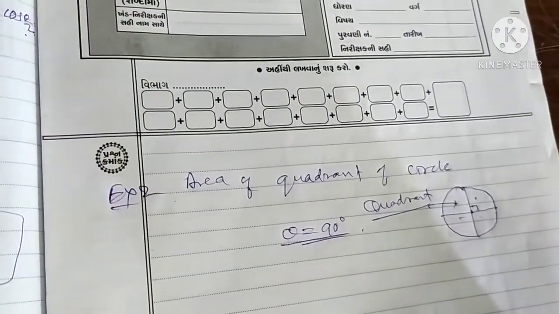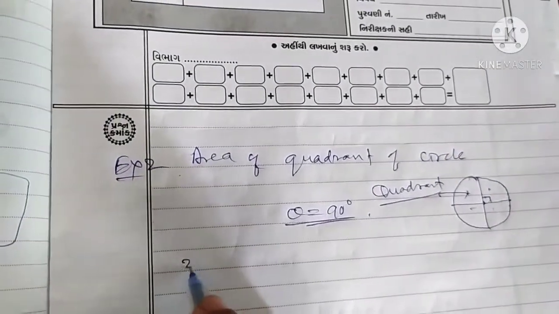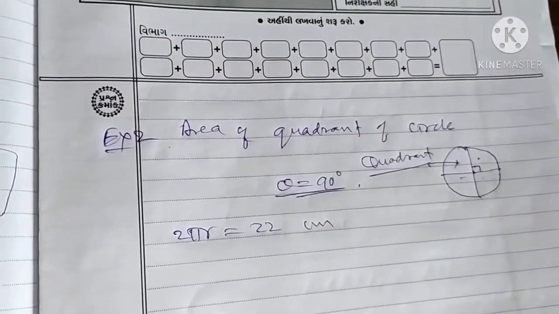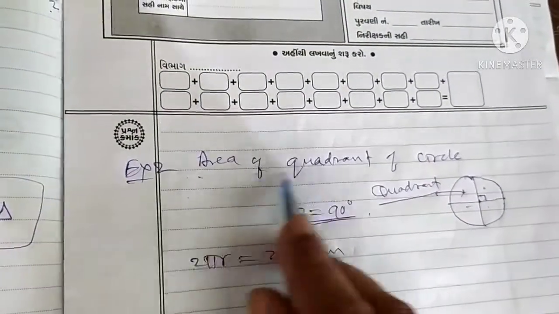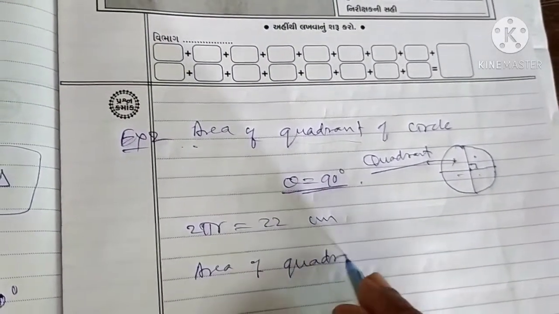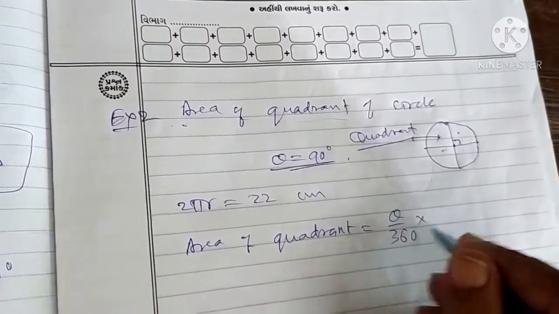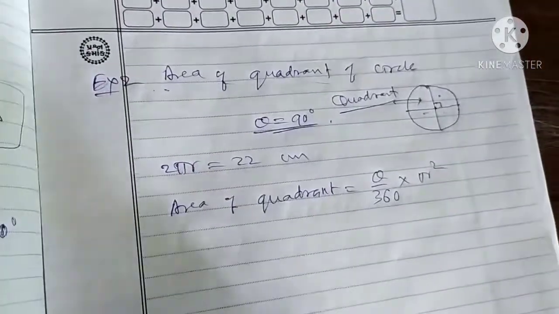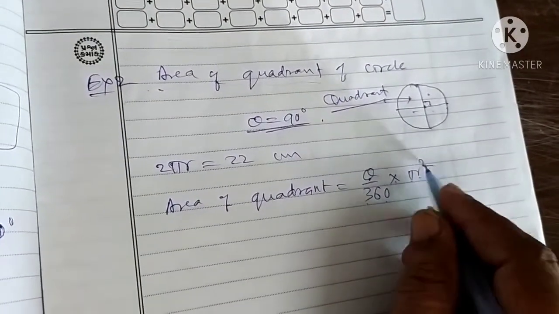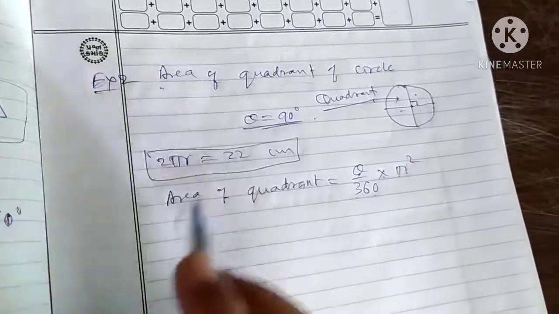So I am just reading the example. Find the area of the quadrant of a circle whose circumference is 22 centimeter. You are given 2 pi r equal to 22 centimeter. Clear? Right? So for finding the area of a quadrant, you know the formula. Area of quadrant, a quadrant is a sector, yes or no? That is equal to theta upon 360 multiplied by pi r square. Now theta is 90, so 90 upon 360 multiplied by pi r square, which means you need the radius from the given information. Please find the radius first.